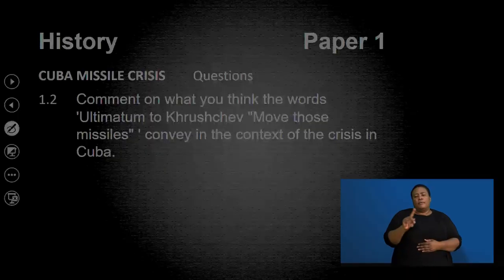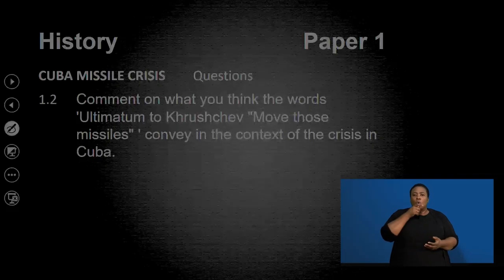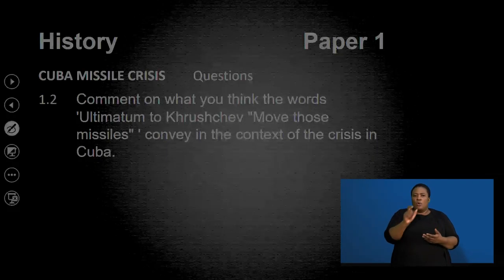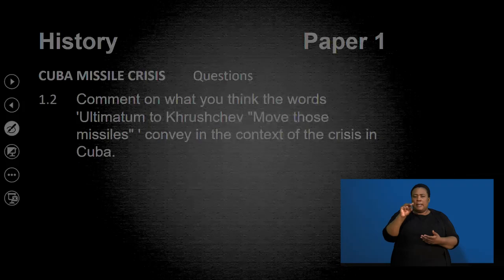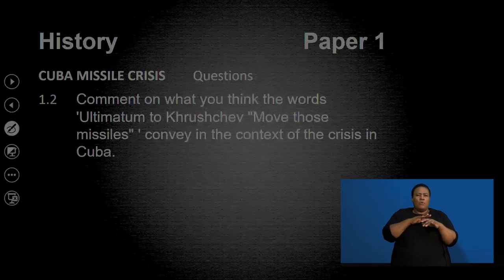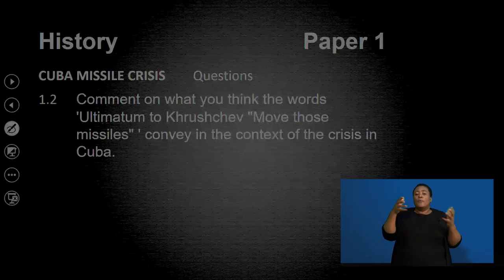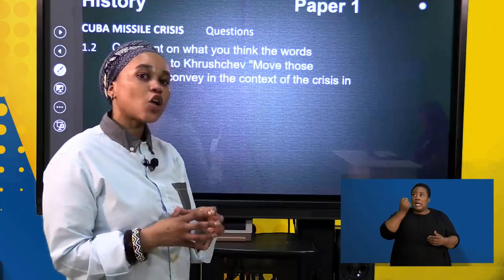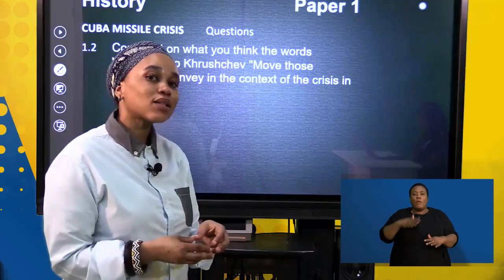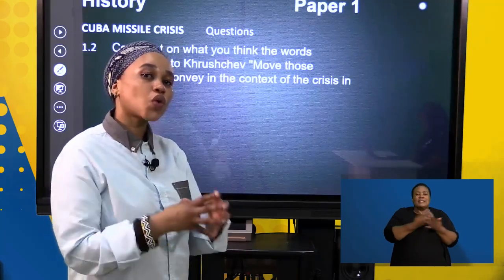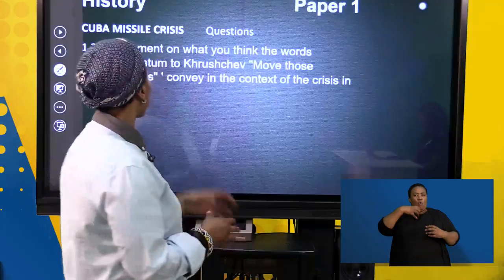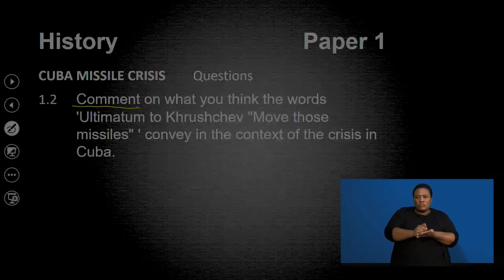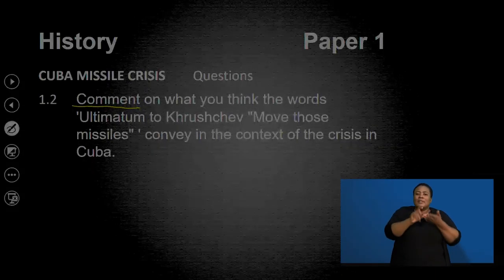Okay, let's look at the next question. It says, comment on what you think the words "ultimatum to Khrushchev, move those missiles" convey in the context of the crisis in Cuba. So again, guys, remember I told you that it's not only comprehension that we are looking for in the source. We are looking at whether you can analyze the source in order to be able to draw your own conclusions. So you need to give your own comment based on what is said in the source.